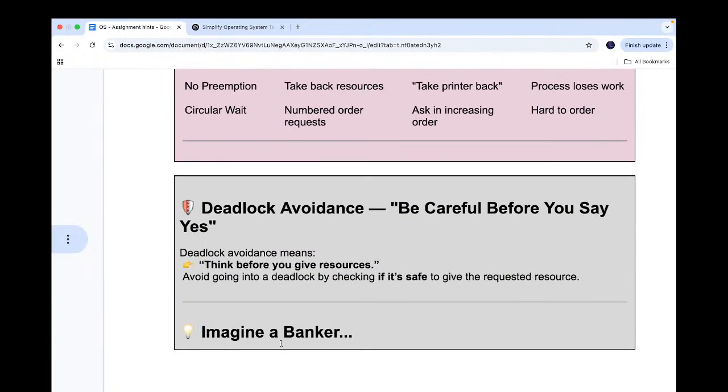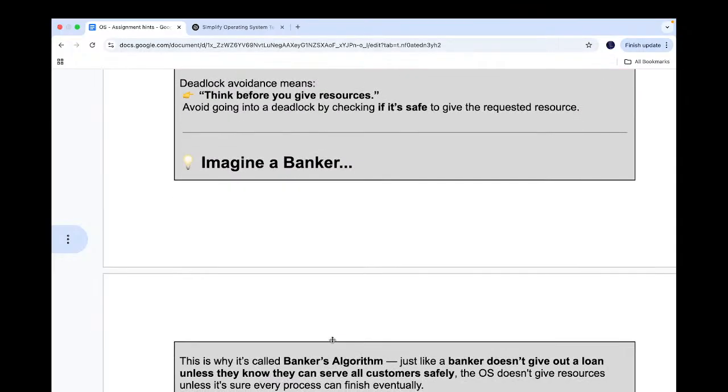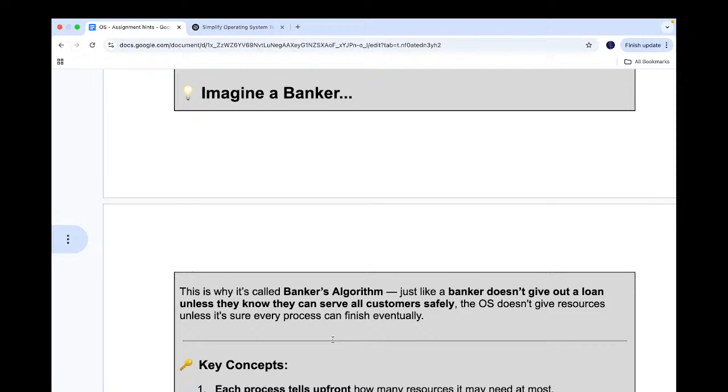Deadlock avoidance. Be careful before you say yes. Deadlock avoidance means think before you give resources. Avoid going into a deadlock by checking if it's safe to give the requested resource. Imagine a banker. This is why it is called the banker's algorithm. Just like a banker does not give out a loan unless they know they can serve all customers safely, the operating system does not give resources unless it is sure every process can finish eventually.